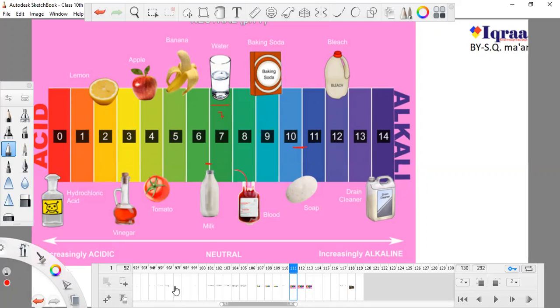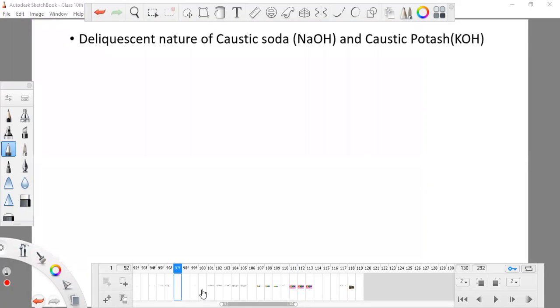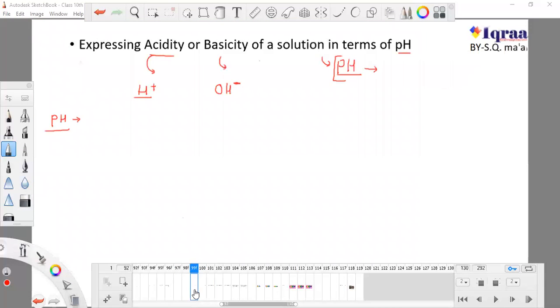So what is this pH and what does it mean? We are going to clear up what this pH is. The pH is known as power of hydrogen, power of hydrogen ions. So this is known as power of hydrogen ion.